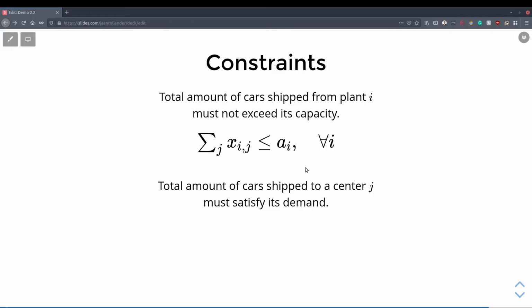Also, the total amount of cars shipped to a center J must satisfy its demand, and it's this expression here. It's the same thing. Total amount of cars shipped to this center J must satisfy its demand. This is the demand, and obviously the cars shipped to this center must be more or equal to the demand.